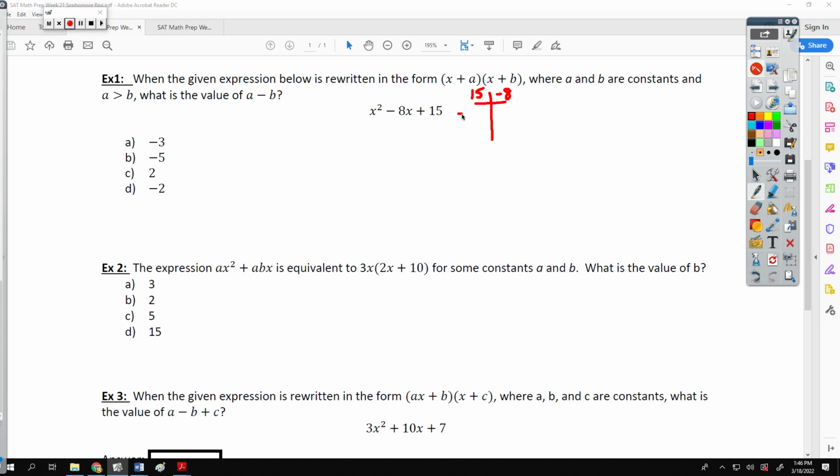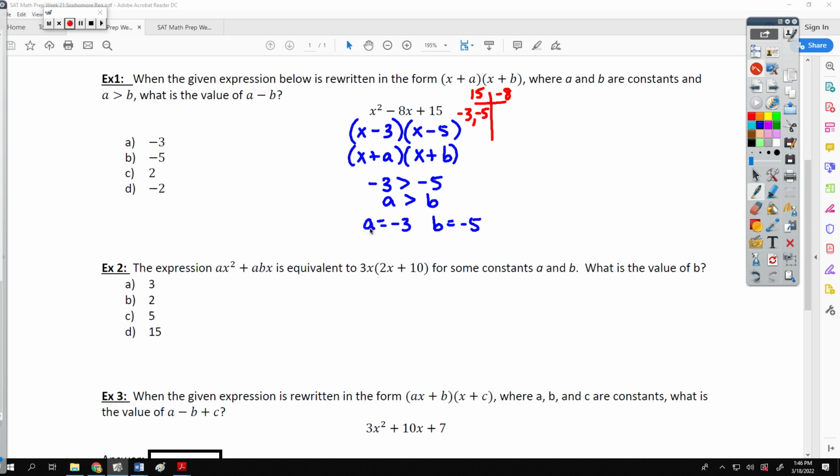The numbers that multiply to positive 15 and add to negative 8 are negative 3 and negative 5, which means that this trinomial factors into x minus 3 and x minus 5. So my two numbers, the a and the b, are negative 3 and negative 5. Okay, well, the bigger of those two numbers, negative 3, is greater than negative 5. So since a is greater than b, that tells me that a is negative 3 and b is negative 5.